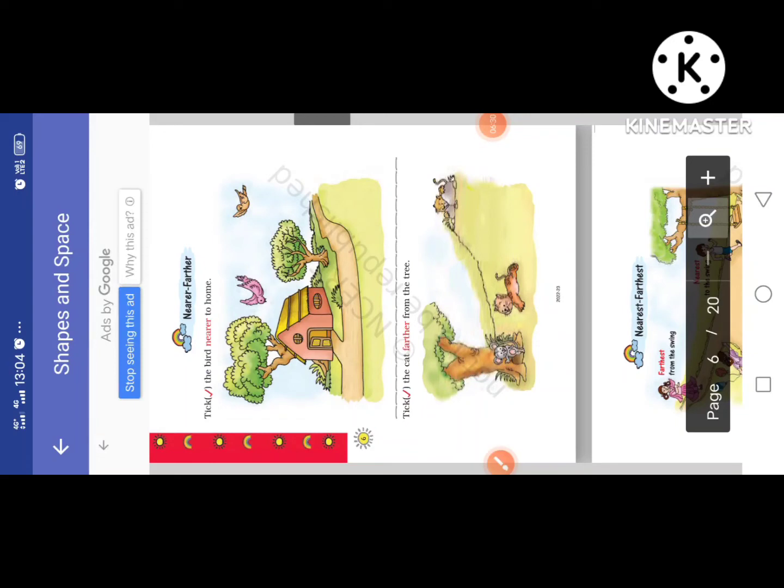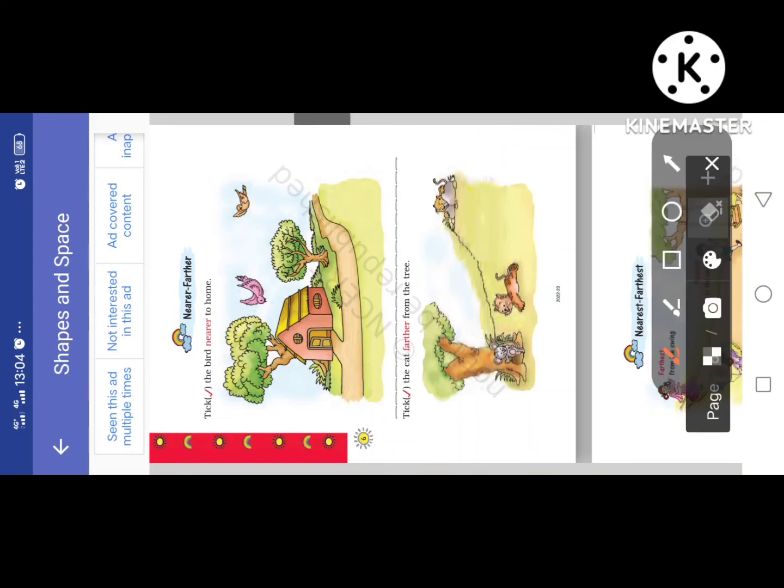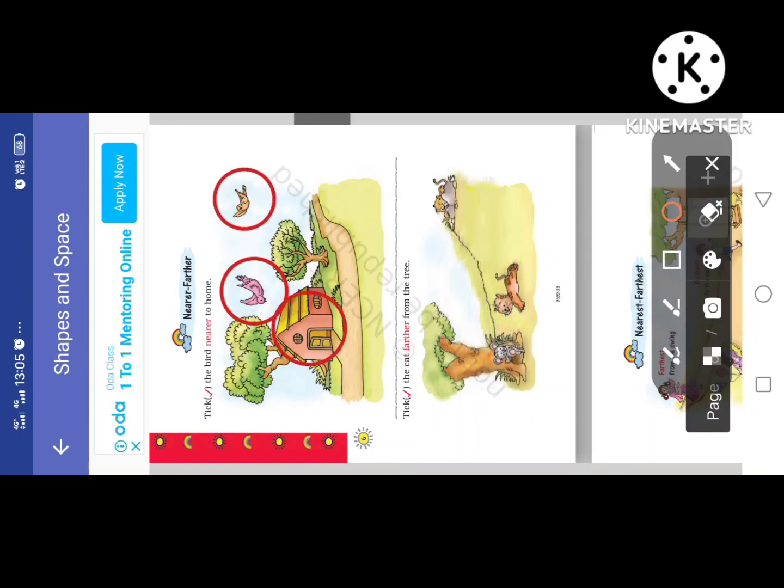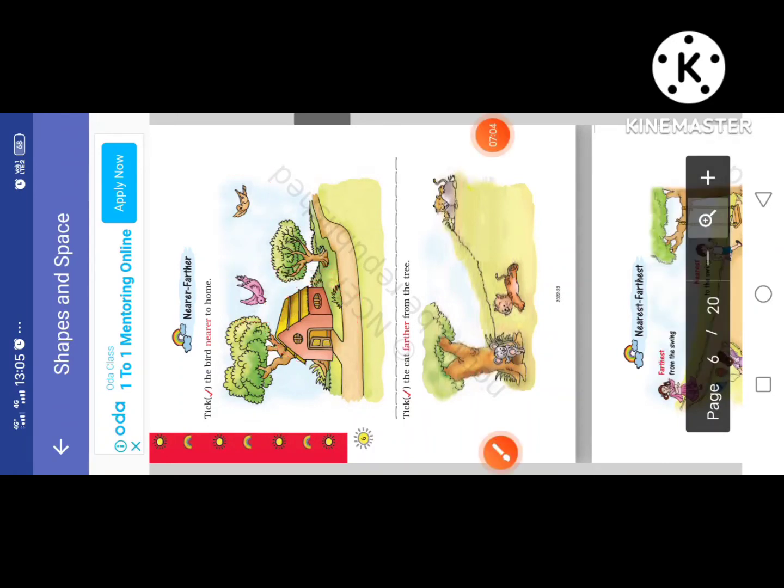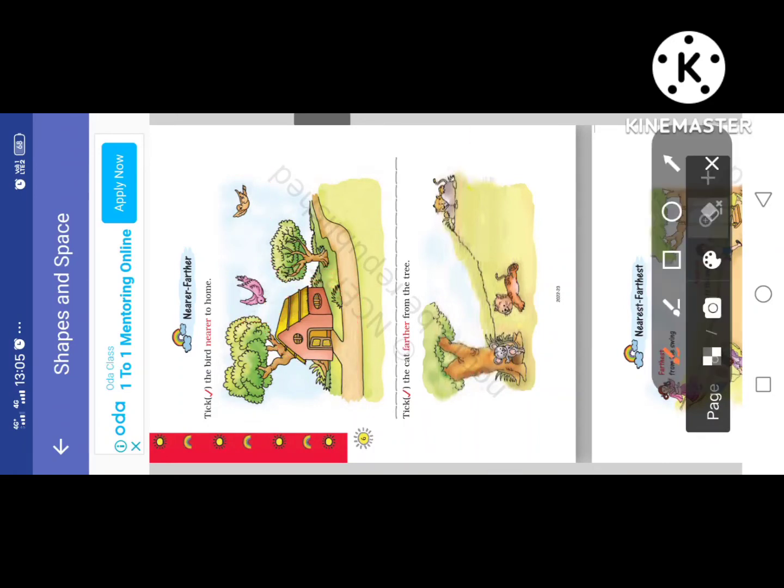Nearer and farther. What is the meaning of nearer and farther? Nearer means when there are two things or two people or two birds, the one which is nearer to the house is known as nearer, and the one which is a little bit far away from the place or thing is known as the farther. For example, this pink bird is nearer, but this yellow bird is not nearer. This is farther from this house. Understood? So let's do the answers now.